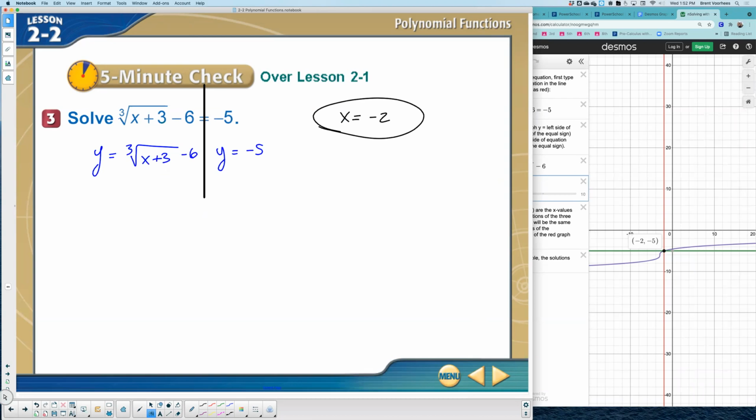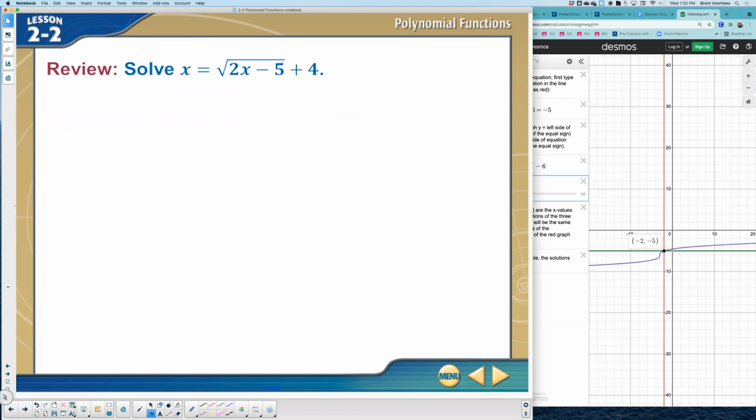Trust it? Okay, I want to make sure you know how to solve. I just walked you through one. I have a problem here. It's not in your packet. You're going to have to get it off the screen. I want you to try to do this one on your own using Desmos, not Mathway. I'll give you a couple minutes.